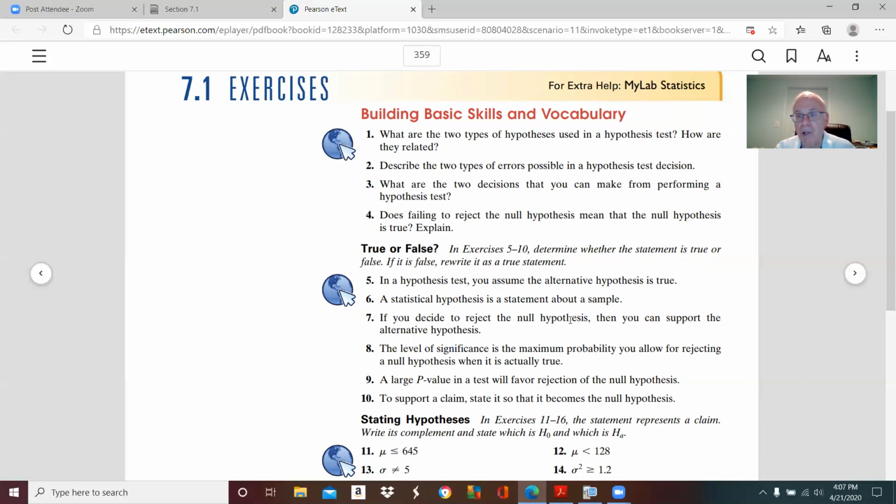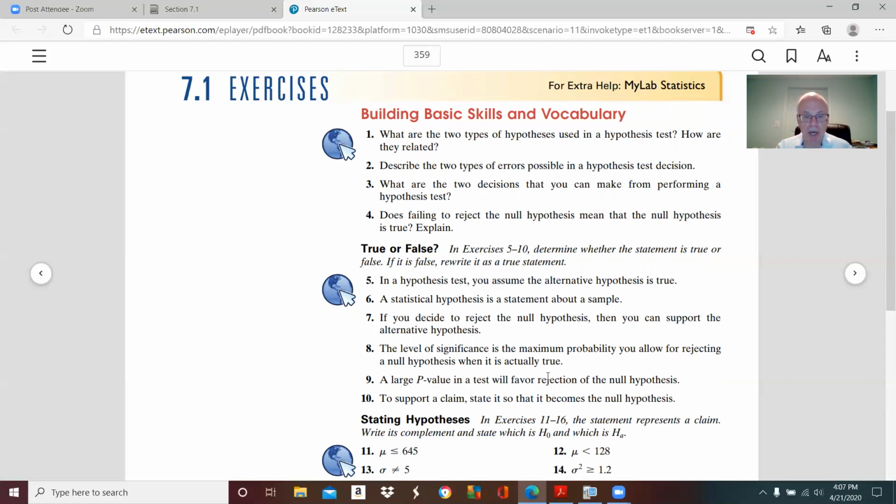7, if you decide to reject the null hypothesis, then you can support the alternative hypothesis. Yes, of course. That's the whole idea of it. If there's not enough evidence to reject the null hypothesis, then there is sufficient evidence to support the alternative hypothesis. 8, the level of significance is the maximum probability you allow for rejecting the null hypothesis when it's actually true. Remember, the level of significance is the probability of a type 1 error. A type 1 error means rejecting the null when it's actually true. Well, yeah, that's what 8 is saying here, so that's true.